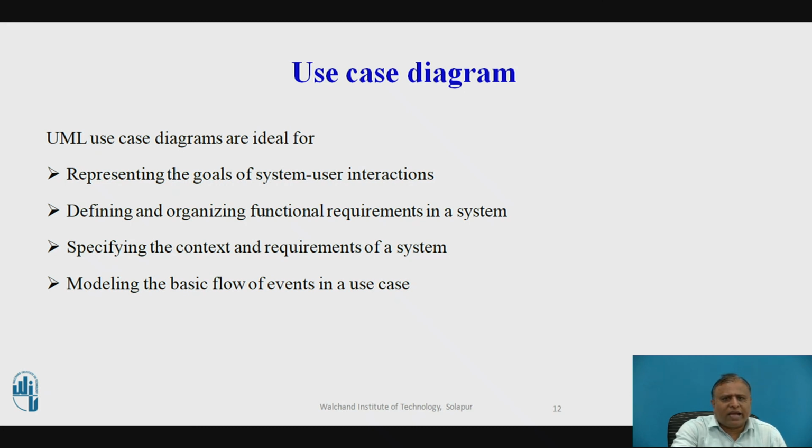UML use case diagrams are ideal for representing the goal of system-user interaction, defining the organization's functional requirements in a system, specifying the context and requirements of a system, and modeling the basic flow of events in a use case.